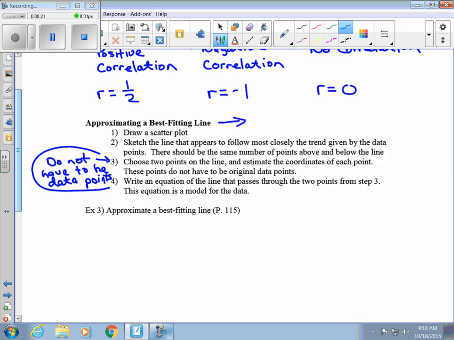So when it asks you to approximate a best fitting line, they want an equation. You're not just drawing a line through your data and calling it good. Approximating a best fitting line means write an equation for that line. I guarantee you that will be on your quiz and on your test. You're going to need to approximate a best fitting line, and you need to write an equation. Some of you are not going to do that. Make sure to write an equation for the best fitting line.